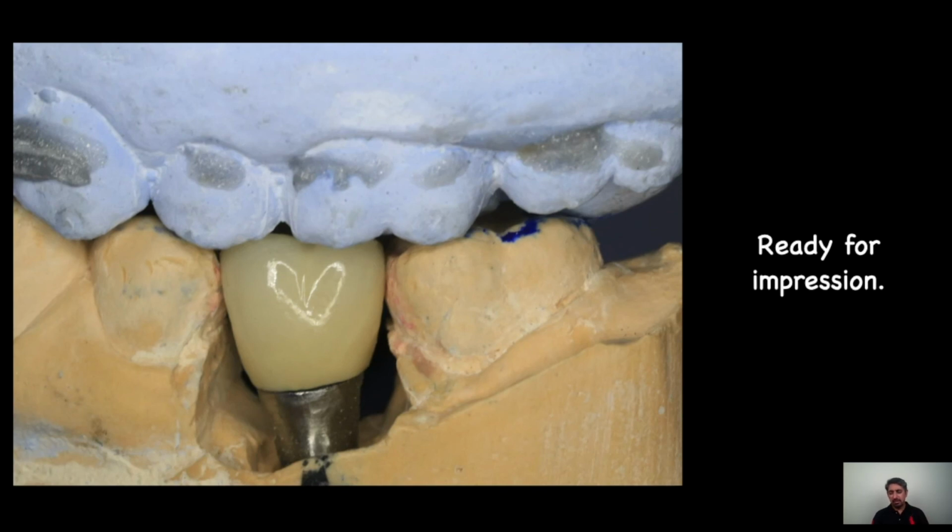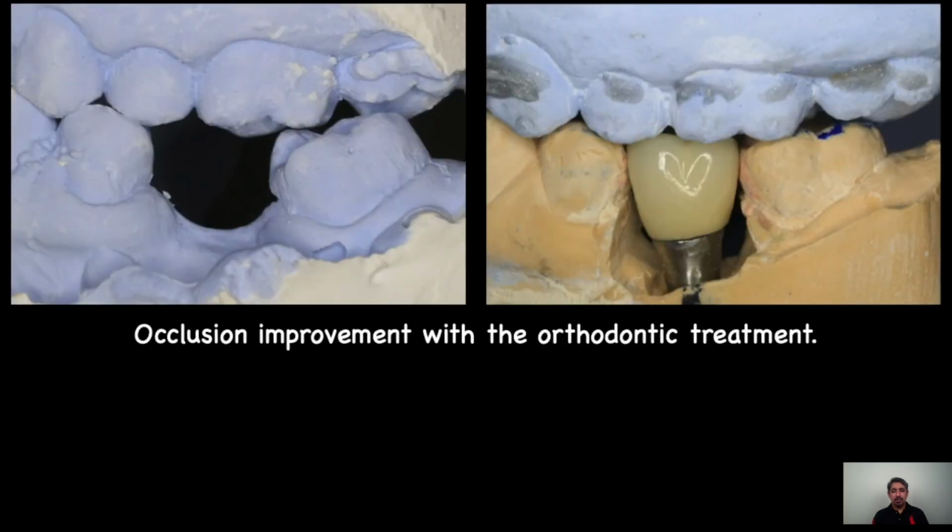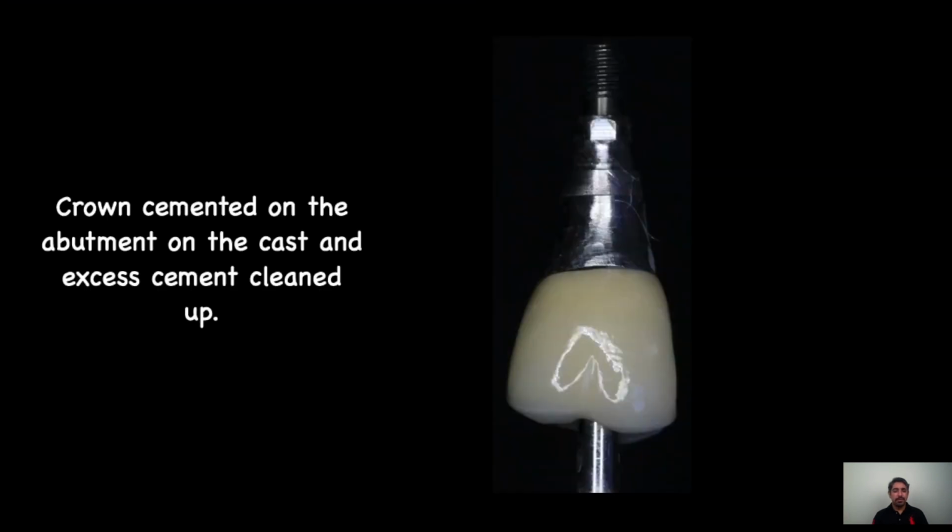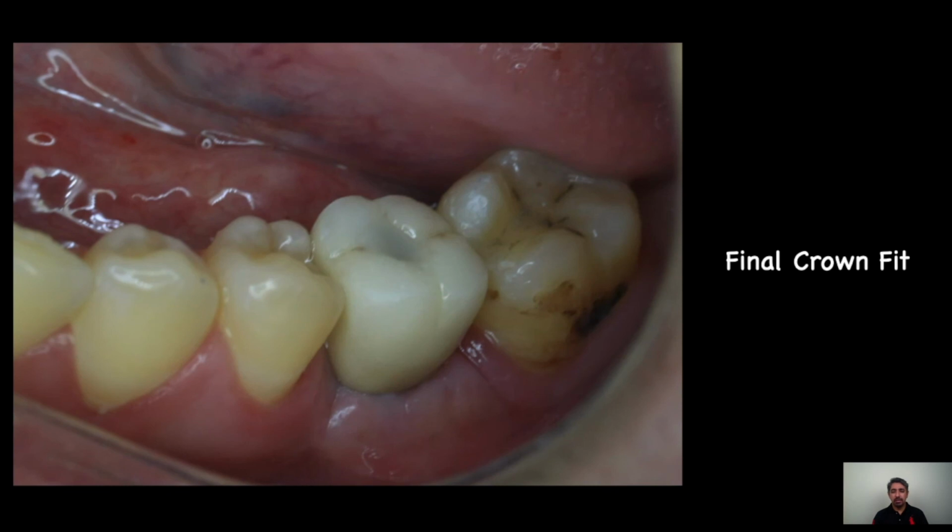Apologies for the wrong caption, but this is what it looked like, and basically I wanted to show you how much the occlusion had improved for the second molar at this stage, and you can compare it with the preoperative cast photographs that we have. So the crown was cemented on the cast, and the excess cement was cleaned out, and this was then inserted into the mouth as a screw retained crown.